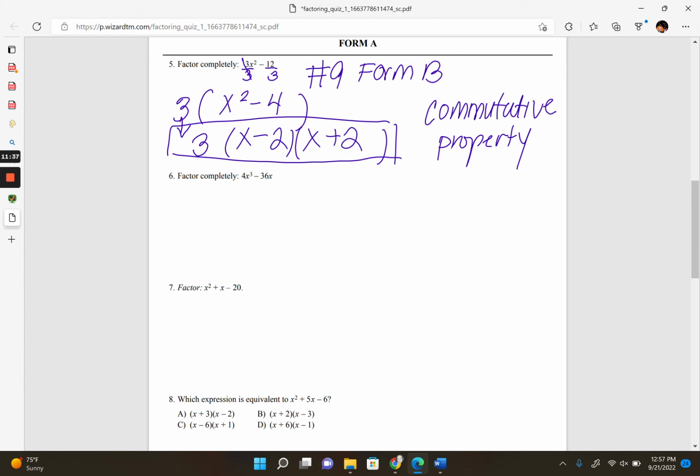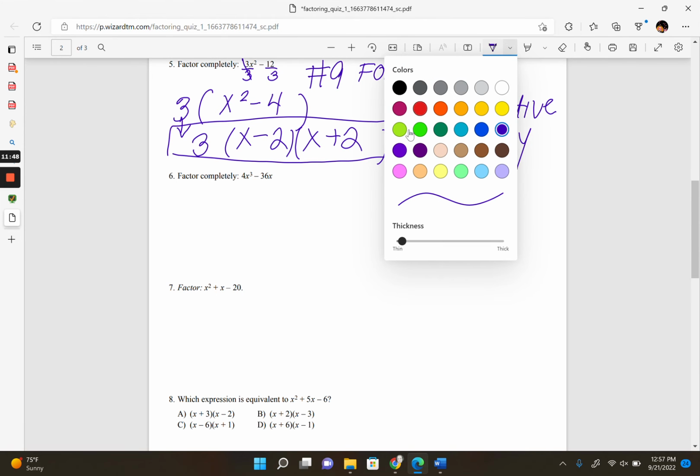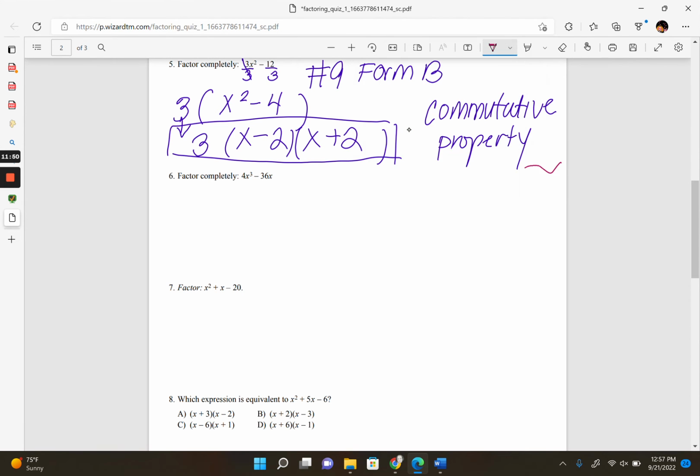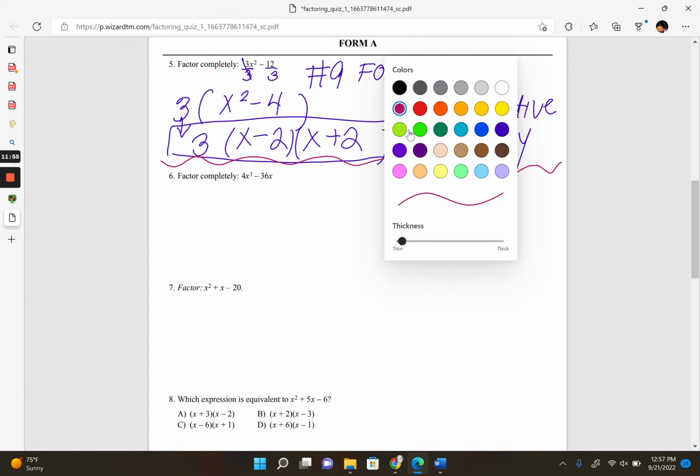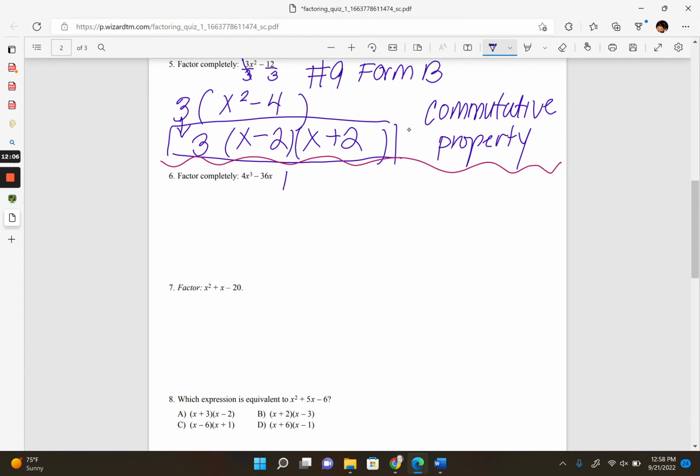Okay, and again, more on that later on in the course. We're going to go through all the properties again, but I know I mentioned it, so I just want to keep those words flowing. Okay, so here we go. Let me just block this one off here. Okay, so now number 6. So number 6 on Form A refers to number 1 on Form B. Okay, so if you have Form B, it's number 1 on Form B.